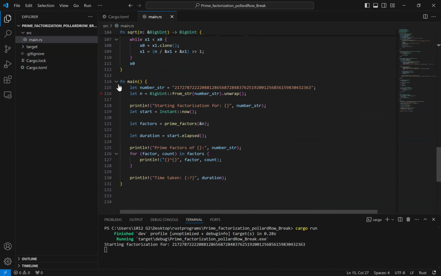Now, what have I written here? The main function here. I've said let the number be a string. This is a string. Then n is a big number, and again, it's a string, just as I've already explained. But now it prints this. It prints starting factorization for this number.